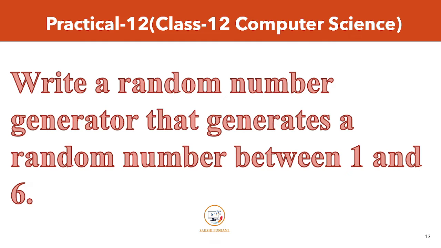So we are back again with a new video of the practical file class 12 computer science with Python code 083. And today's practical is: write a random number generator that generates a random number between 1 and 6. For this practical we need to import a module, which is the random module. So let us understand how to make this program.